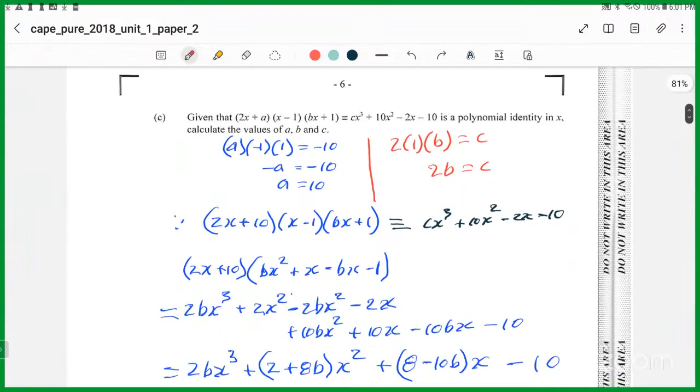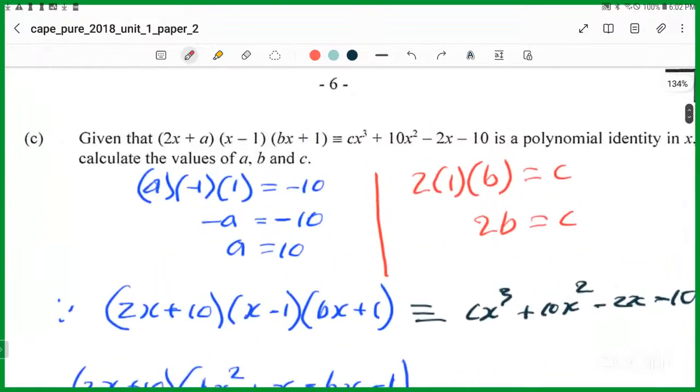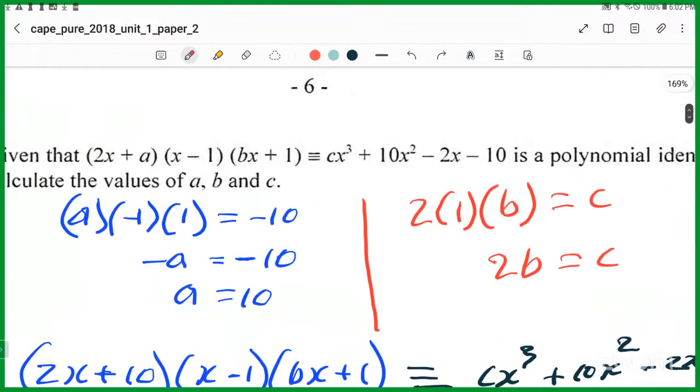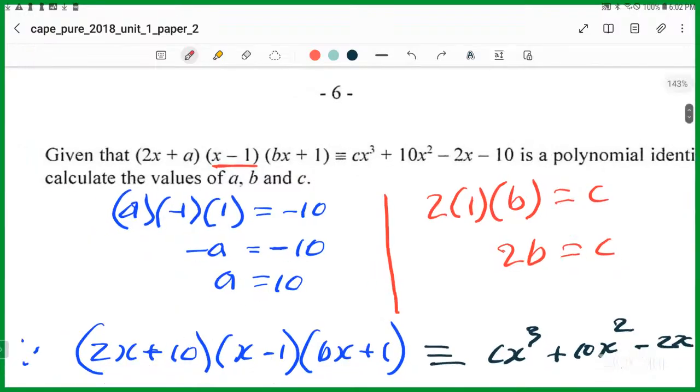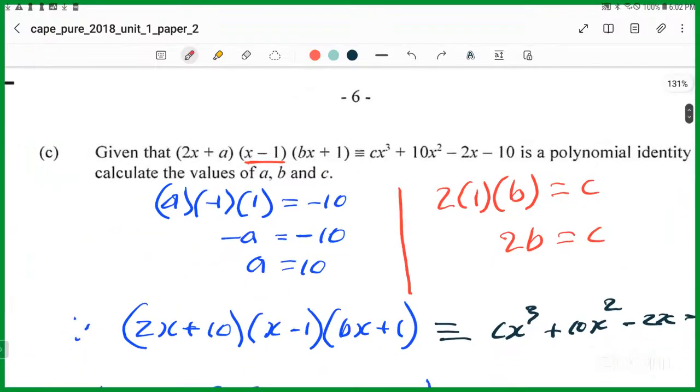Another way we could have done it, watch this now. We could have said x minus 1 is a factor of this. X minus 1 is a factor. So it means that f of 1 is equal to 0. So we're going to find the c straight off like that. So we're going to do it another way. Find the c another way.